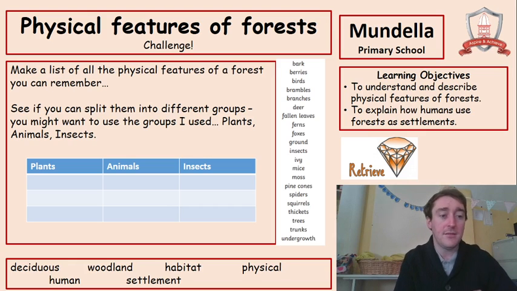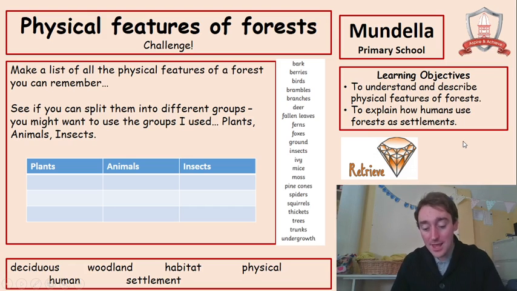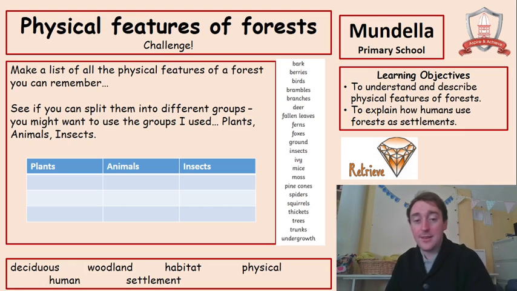Right, let's look at the physical features of forests then. We've looked at the things that live there, but now what about the things as well as that. So we've got lists here. What I want you to do is put a table into your book, and I would like you to put the word plants at the top of one bit, animals into the next bit, and then insects on the other side.